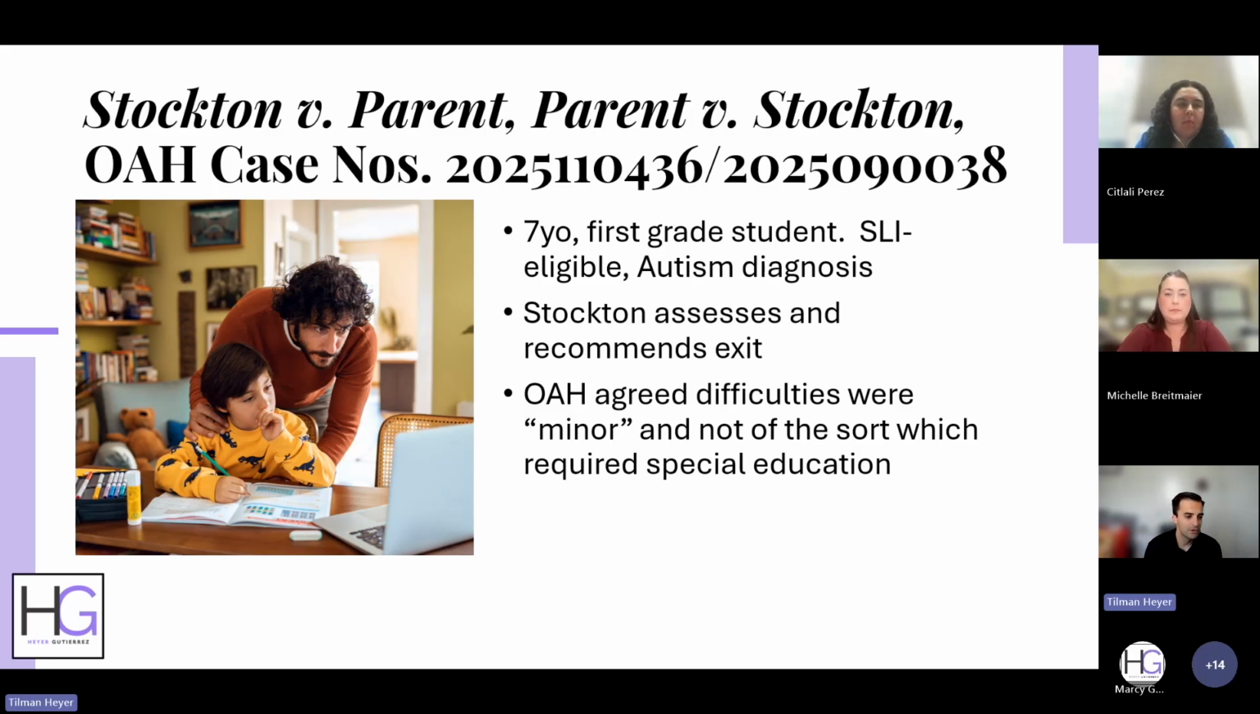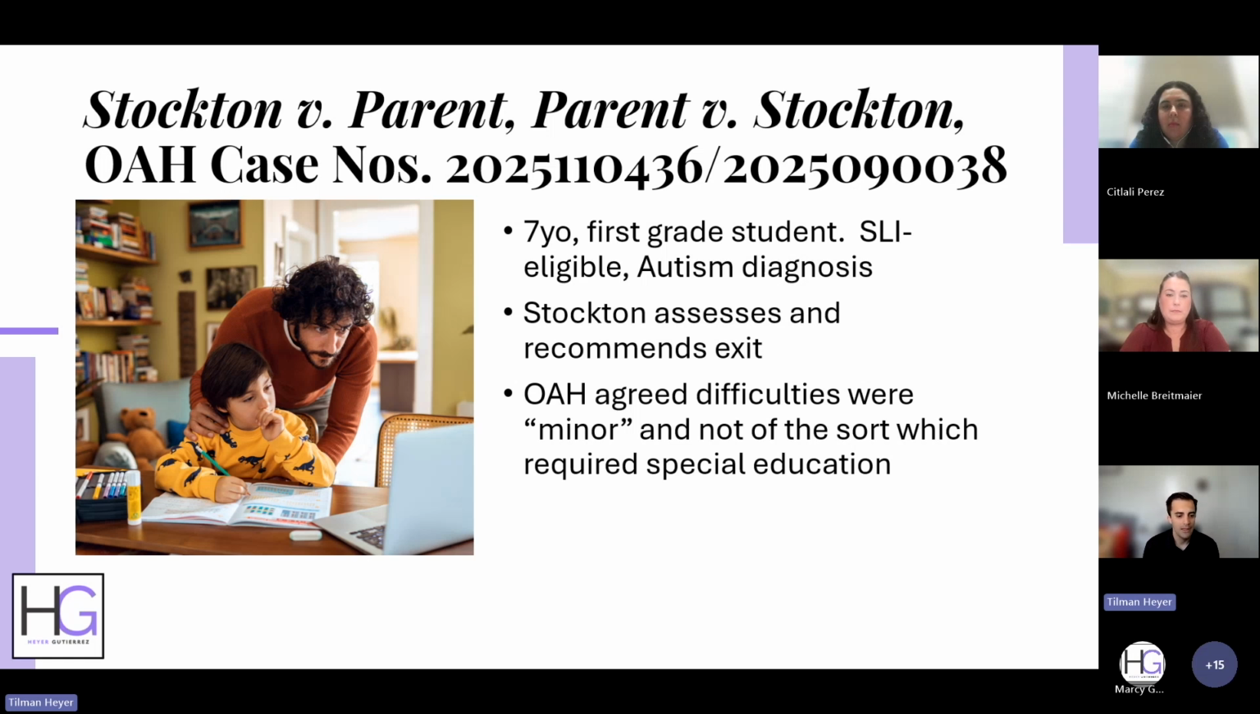The student was 7 years old in first grade. He was eligible under SLI, speech and language impairment. Since age 2, the student had an autism diagnosis. So in the spring of kindergarten, in March 2025, the parent requested a reevaluation to determine whether the student met autism eligibility criteria.